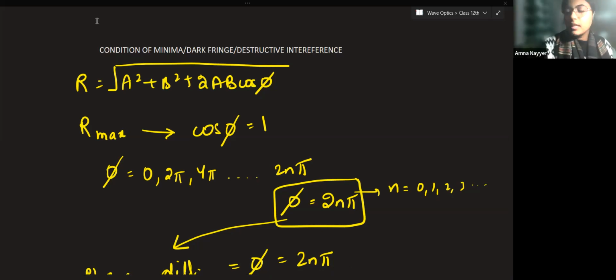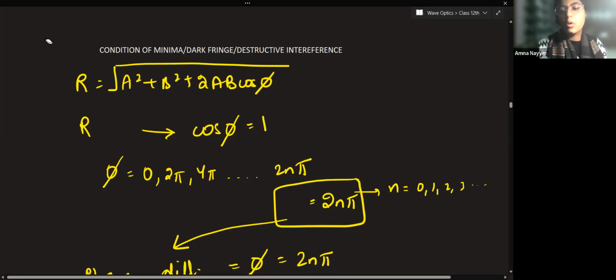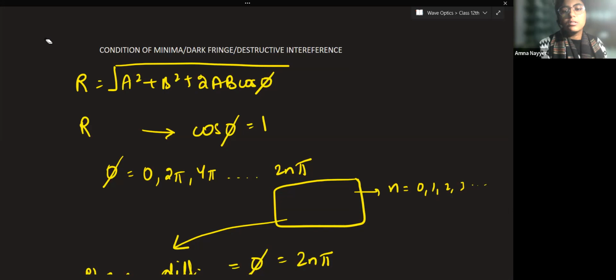Now you just have minima. So everything will be negative, that is, minimum. Intensity will be minimum. The cos value will be minimum. So see here, some differences will come.